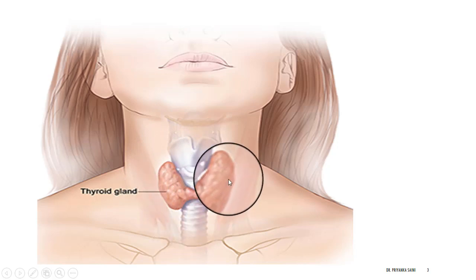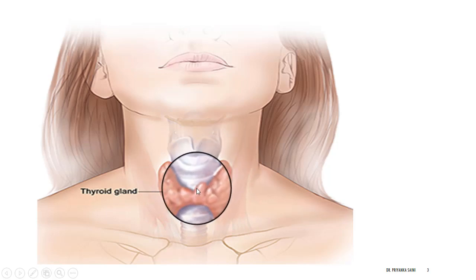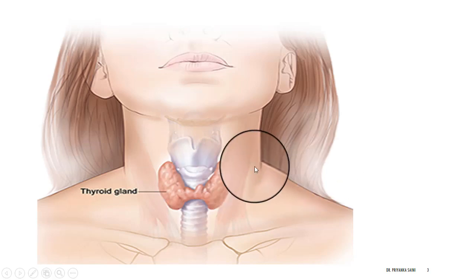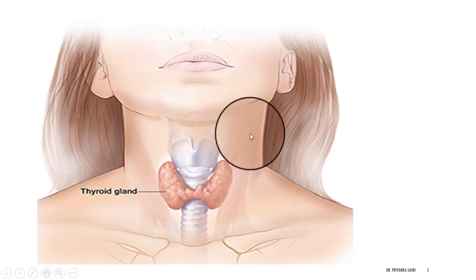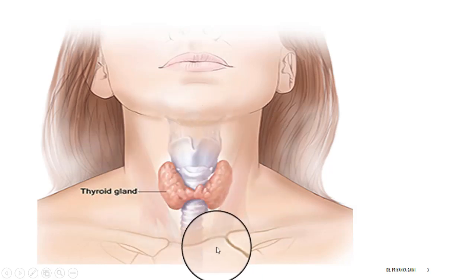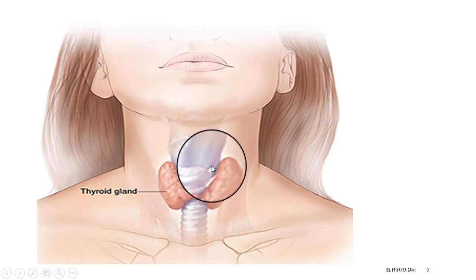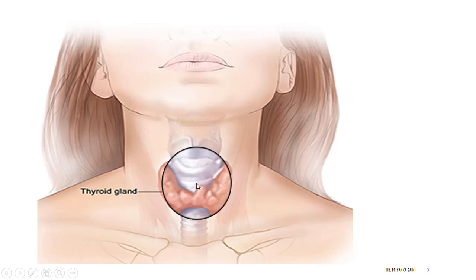Now we'll talk about the anatomical location of the thyroid gland. The thyroid gland is a ductless alveolar gland which is found in the anterior neck just below the laryngeal prominence, that is Adam's apple, spanning between the C5 and the T1 vertebra.